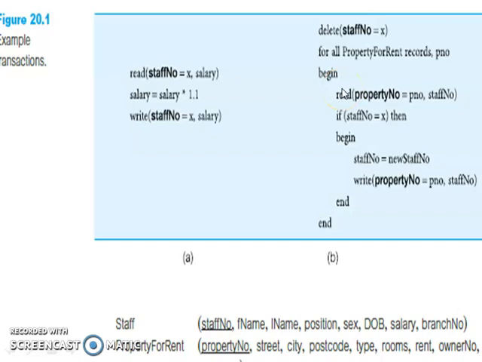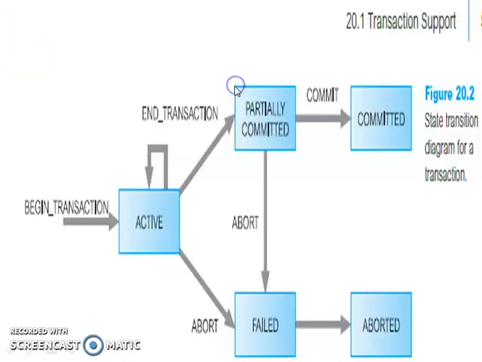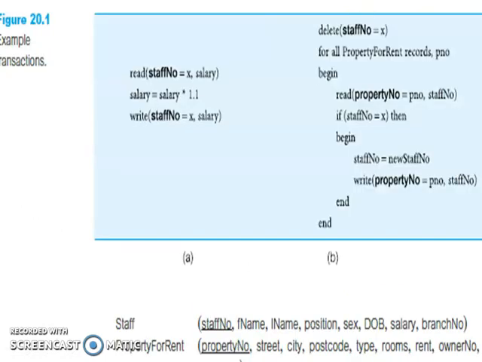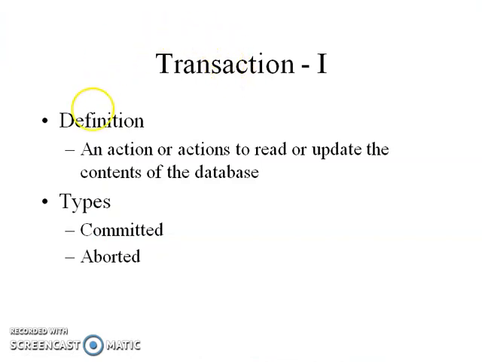Next, a transaction can have one of two outcomes. If it completes successfully, the transaction is said to have committed and the database reaches a new consistent state. That is, committed means successful completion of a transaction.